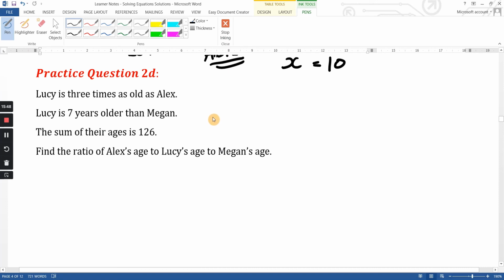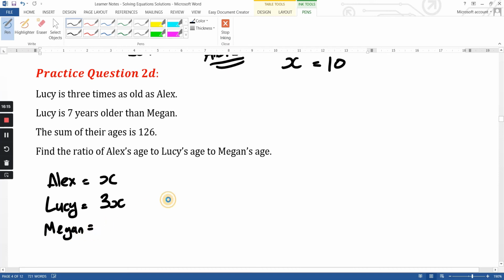I'll tell you what, let's say that Alex is X. Yeah, let's say Alex's age is X. Lucy's 3 times as old, so Lucy is going to be 3 times that. So that's 3x. And also Lucy's 7 years older than Megan. So Megan, if Lucy's 7 years older, Megan's going to be 7 years younger, isn't she? So she's going to be 7 years younger than Lucy. So let's say that's 3x minus 7. Yeah, that works, doesn't it?